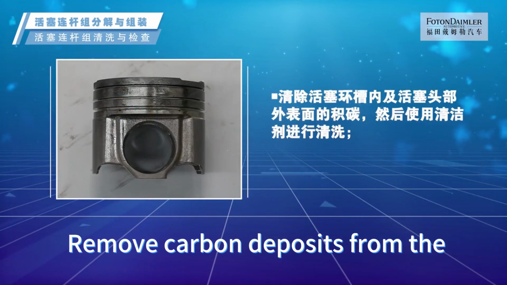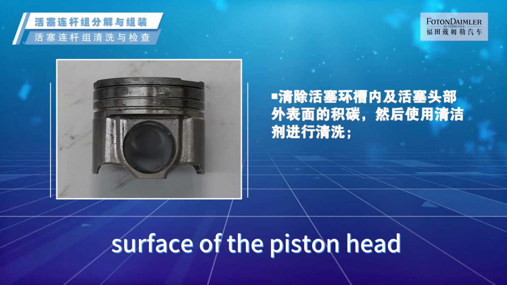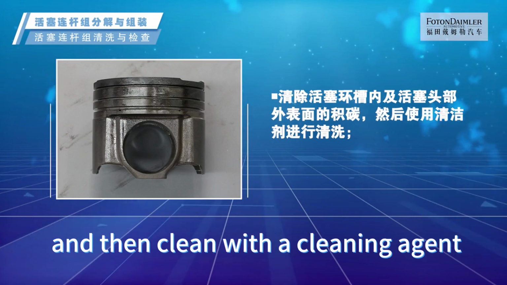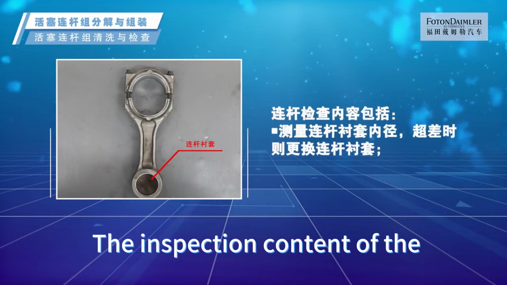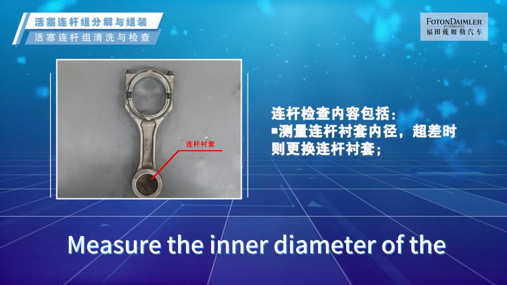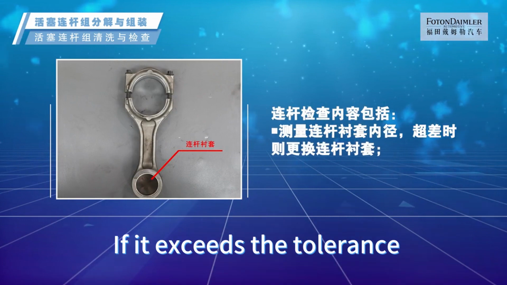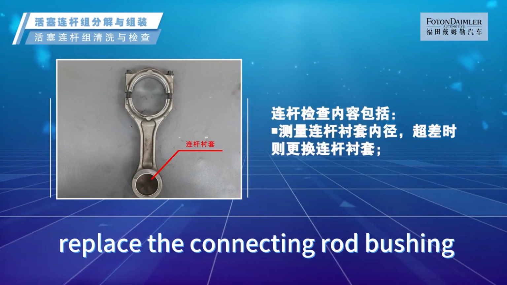Remove carbon deposits from the piston ring groove and the outer surface of the piston head, and then clean with a cleaning agent. The inspection content of the connecting rod includes measuring the inner diameter of the connecting rod bushing. If it exceeds the tolerance, replace the connecting rod bushing.